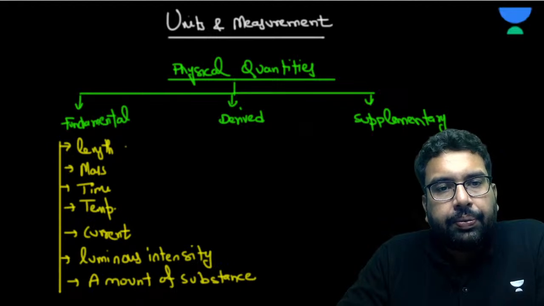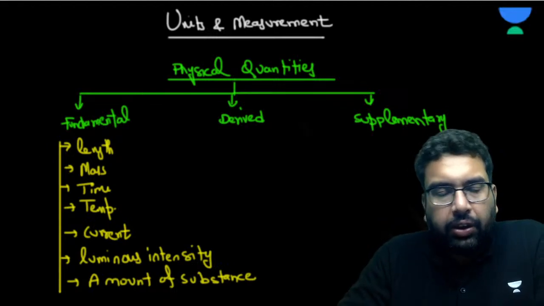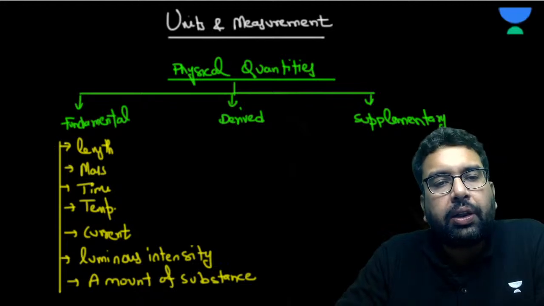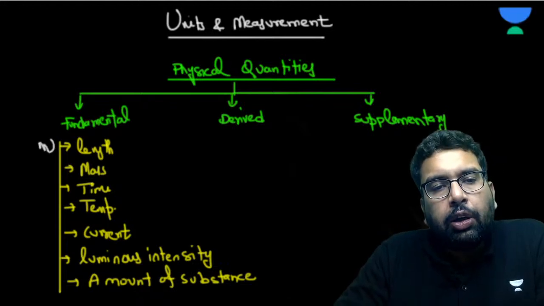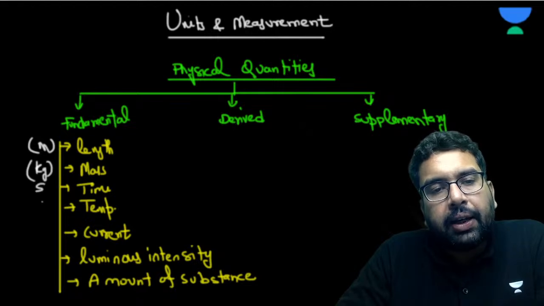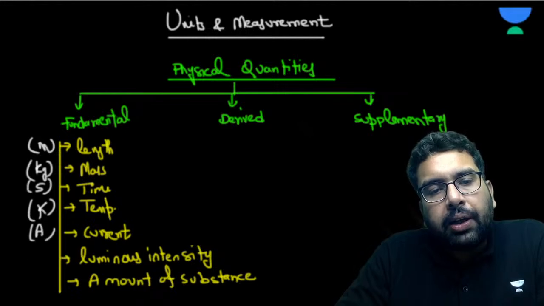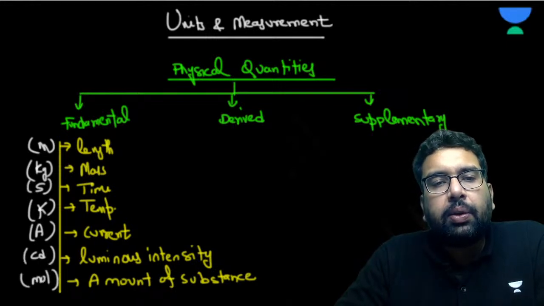Now, first of all we must understand the units of these fundamental quantities. Length is meter, mass is kg, time is second, temperature uses Kelvin, the unit of current is ampere, luminous intensity is candela, and amount of substance is mole. These are the units of these fundamental quantities.